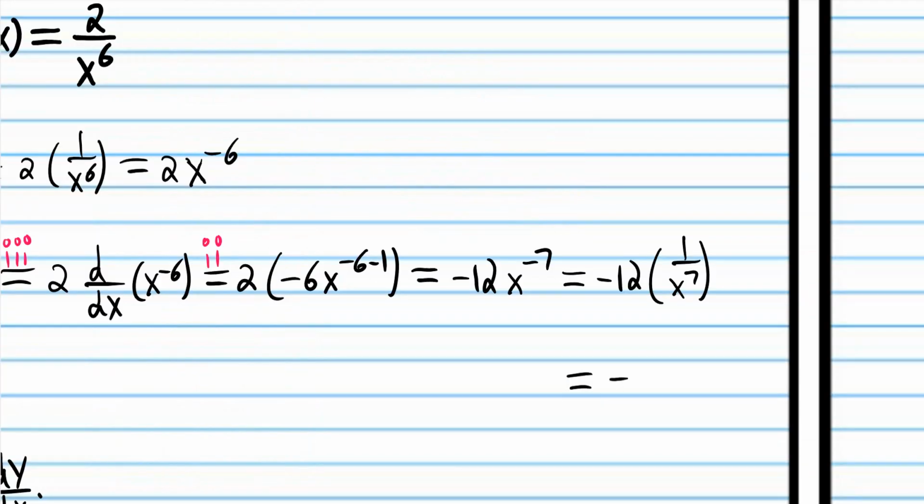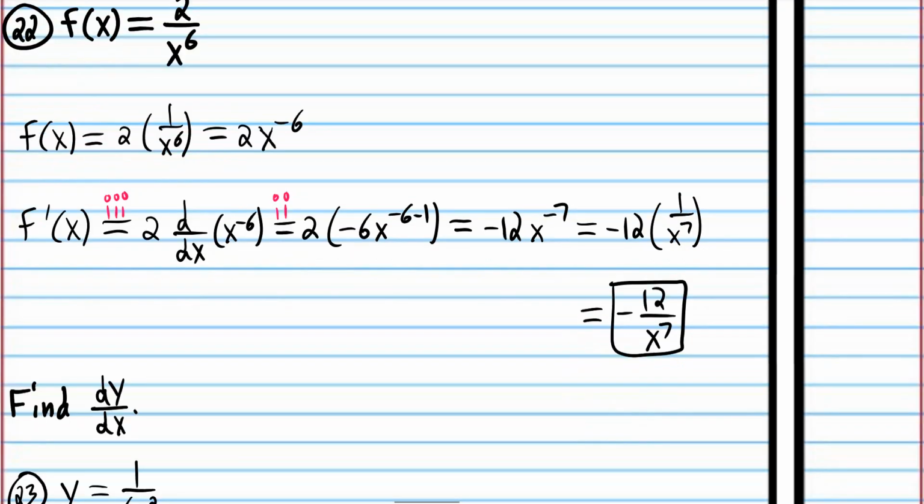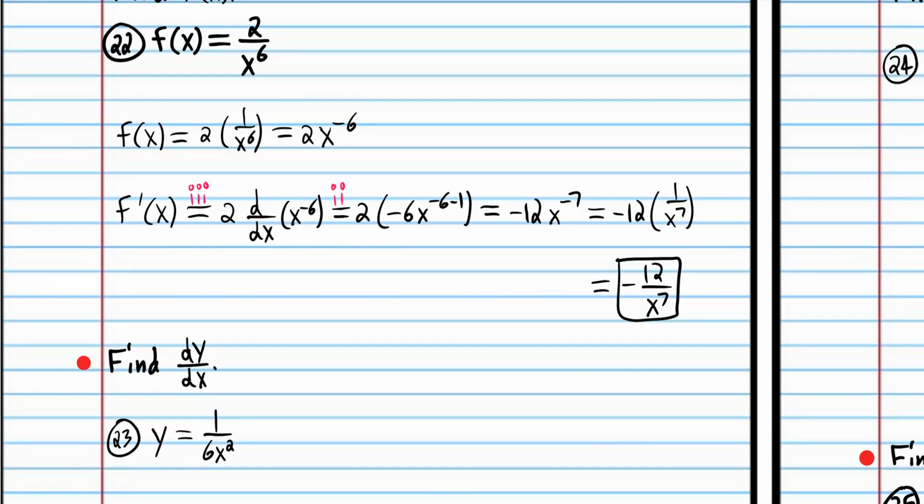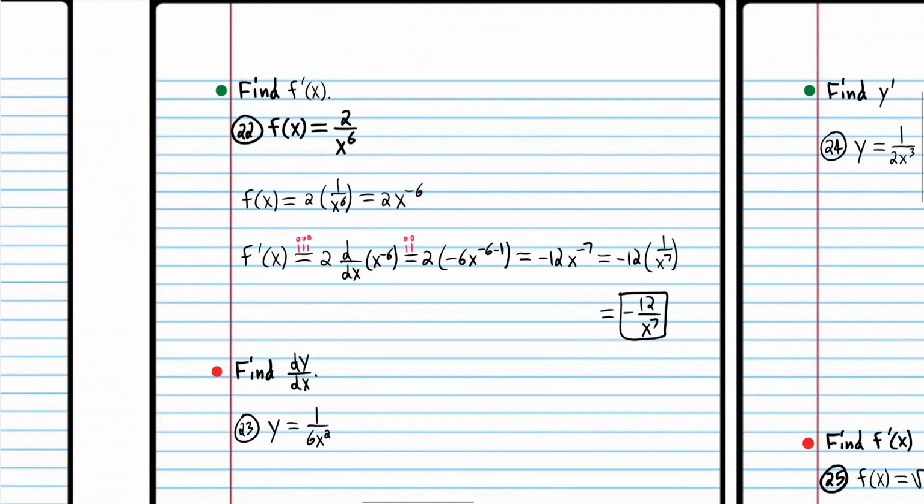Alright, we're back. So we get negative 12 over x to the 7th power, and there you go. Alright, so if you got that right, perfect.